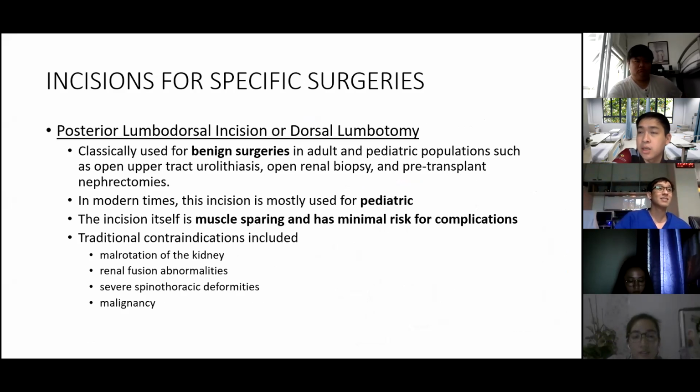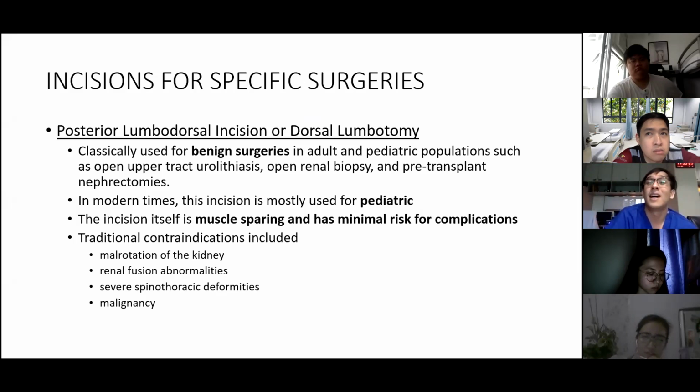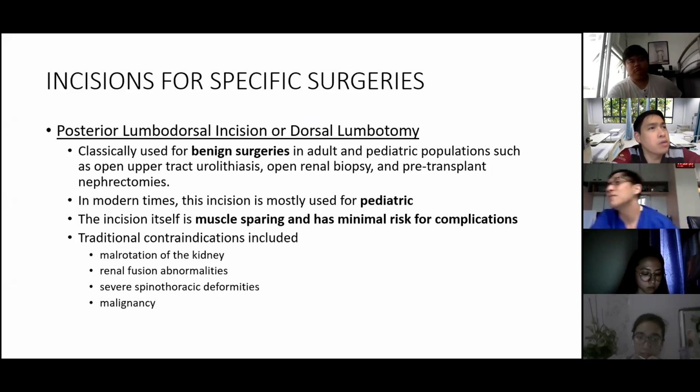So classically, it is used for benign surgeries in adult and pediatric populations, such as open upper tract urolithiasis, open renal biopsy, and pre-transplant nephrectomies. However, in modern times, this incision is mostly used for pediatrics. The incision itself is muscle sparing and has minimal risk for complications. Traditional contraindications to this incision include malrotation of the kidney, renal fusion abnormalities, severe spinothoracic deformities, and malignancy.